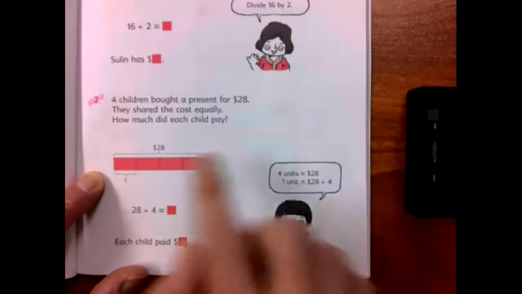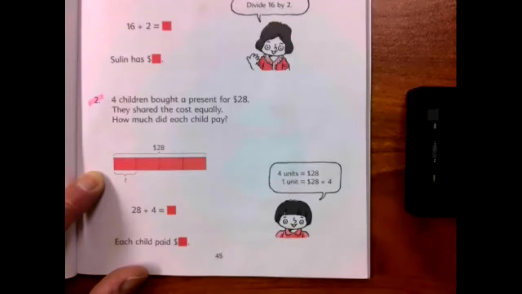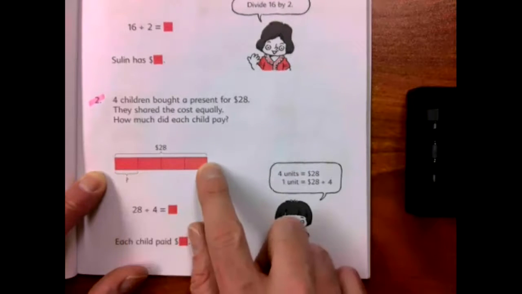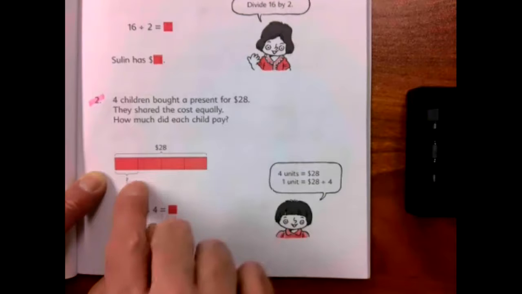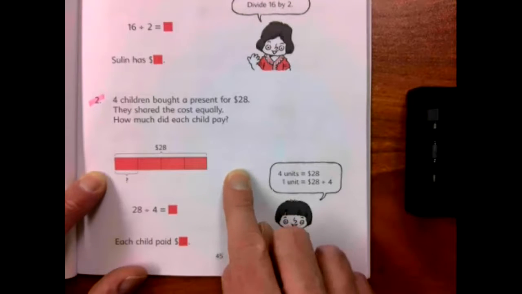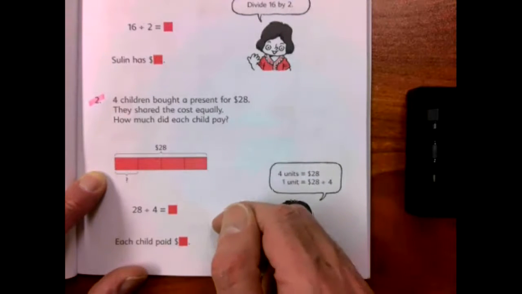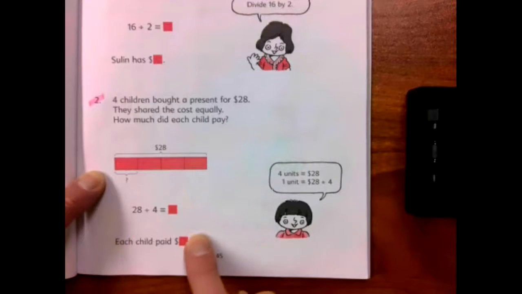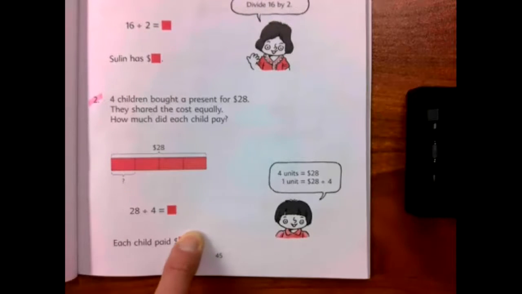Partitive. All right, this is partitive, okay? 4 kids, okay? So the cost is split into 4 pieces, 4 equal pieces. We know the total cost is $28. We want 4 equal pieces that when you total them out give you 28. Okay, so 28 divided by 4 equals 7, and that's how they would do that. So that's the partitive interpretation.